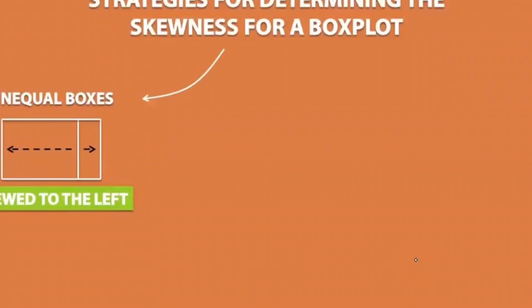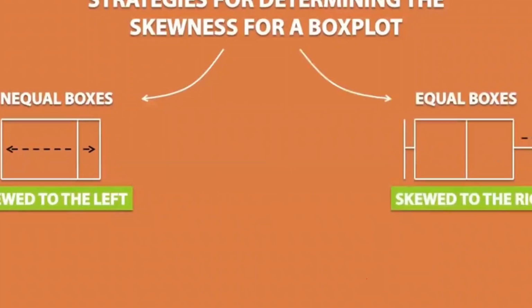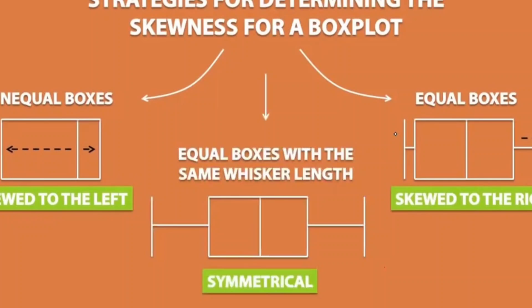If both the boxes are the same, you have to give second priority to the whiskers. Only if the boxes are the same, second priority goes to whiskers. Out of the whiskers, if the right side whisker is longer, it is right skewed. If the left side whisker is longer, it is left skewed. If the boxes are the same and both whiskers are the same, then it is called a normal distribution.